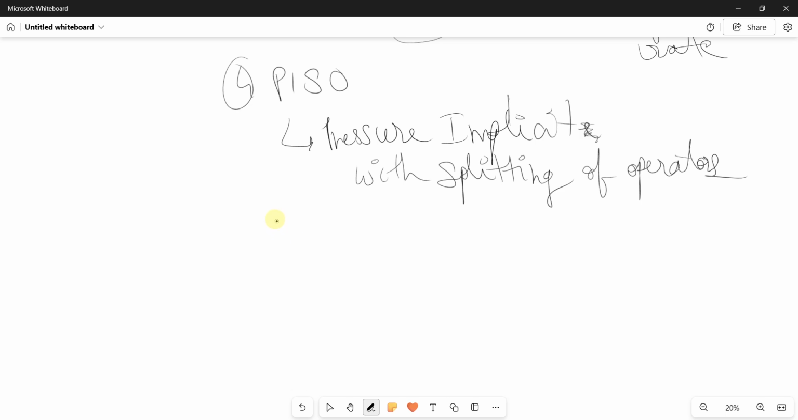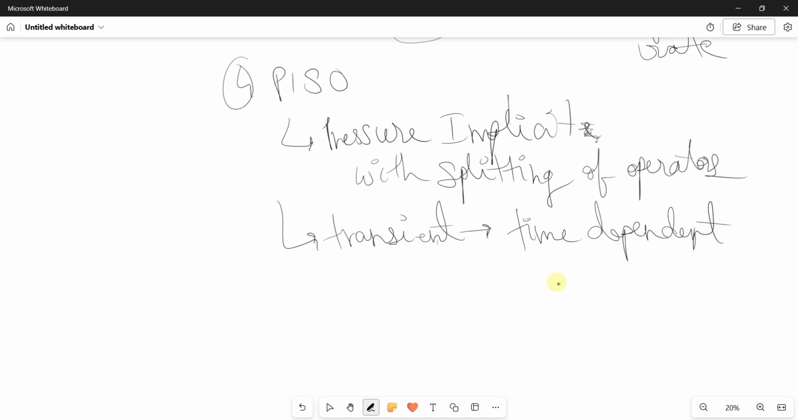First of all, this is mostly used for transient flows. So what are transient flows? Transient flows are flows where your time changes. So it's time dependent flows. And what's the opposite of it? Of course, the steady state flow where it's independent of time. So the flow behavior doesn't change with time. But PISO is used for transient, that means where the flow behavior changes with time.